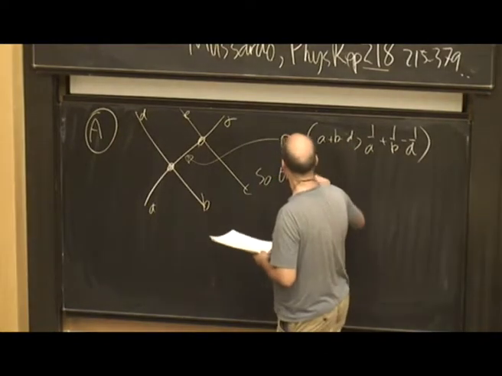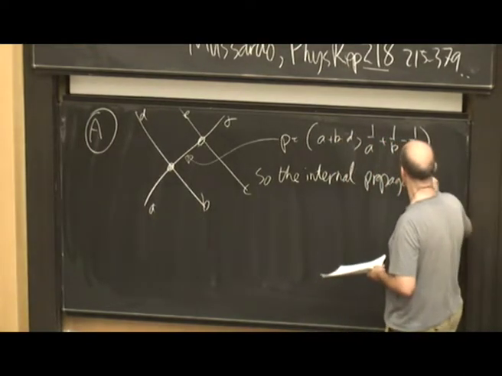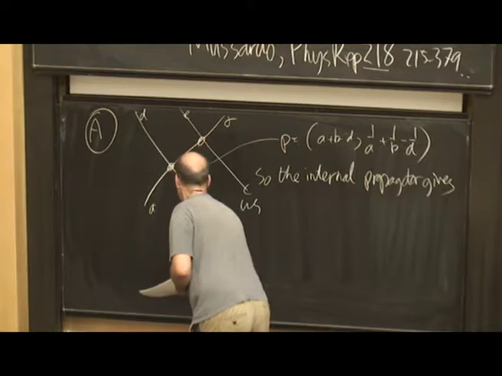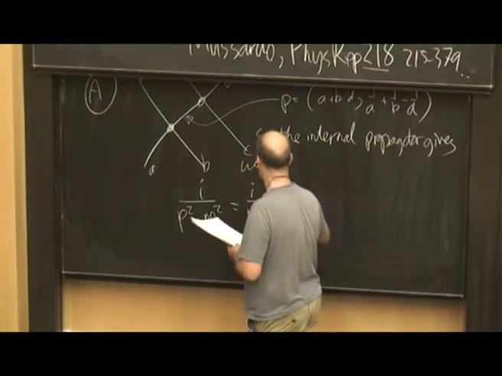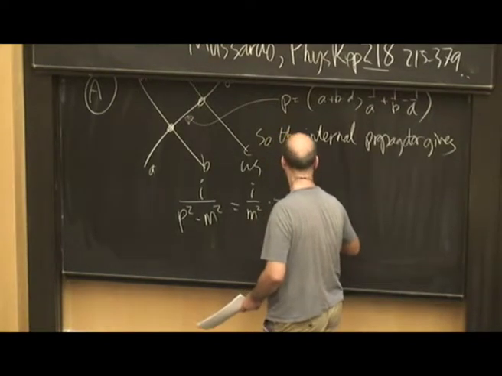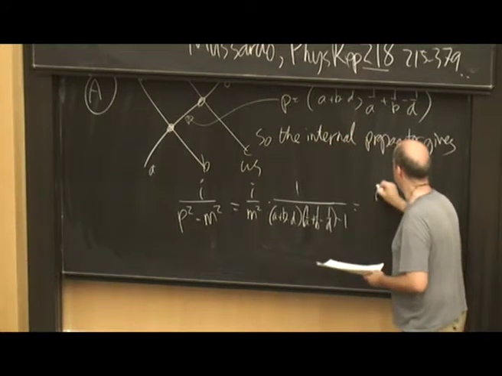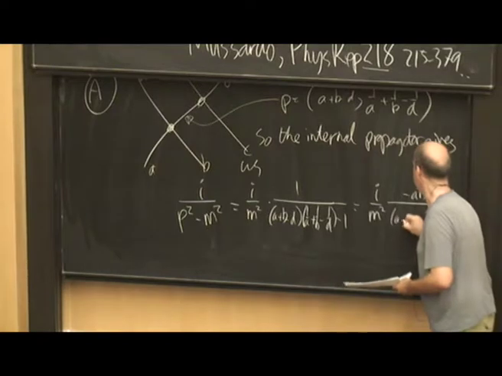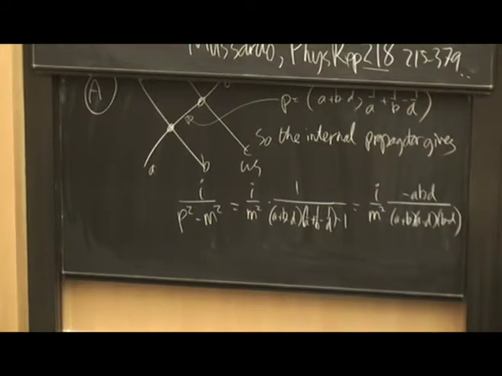So the internal propagator gives us i over P squared minus m squared, which is i over m squared times 1 over (A plus B minus D) times (1 over A plus 1 over B minus 1 over D) minus 1, which is i over m squared times minus A times B times D, multiplied by (A plus B), (A minus D), (B minus D). You do the algebra. Okay?